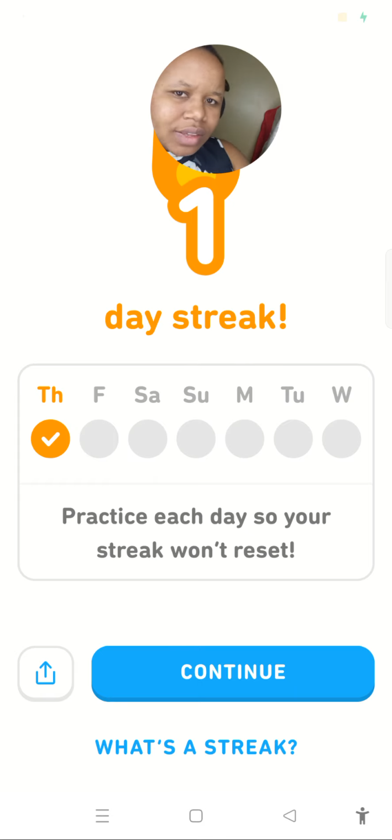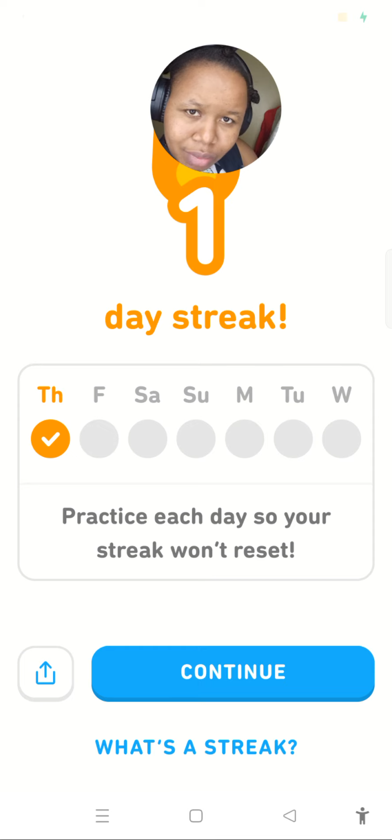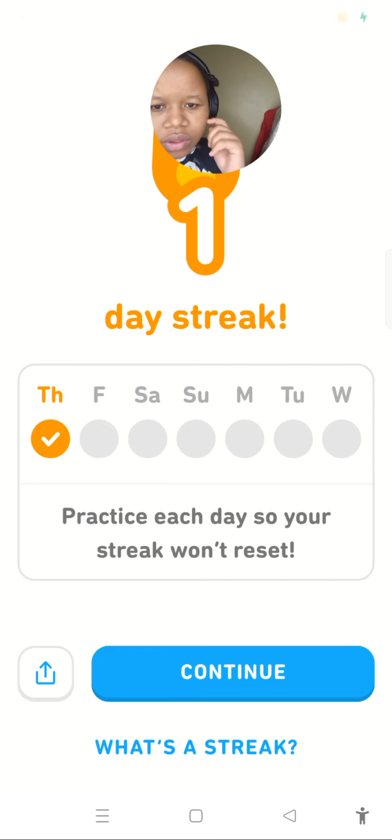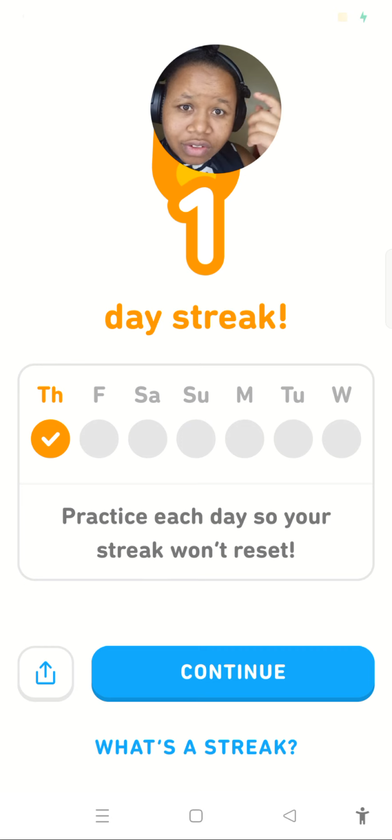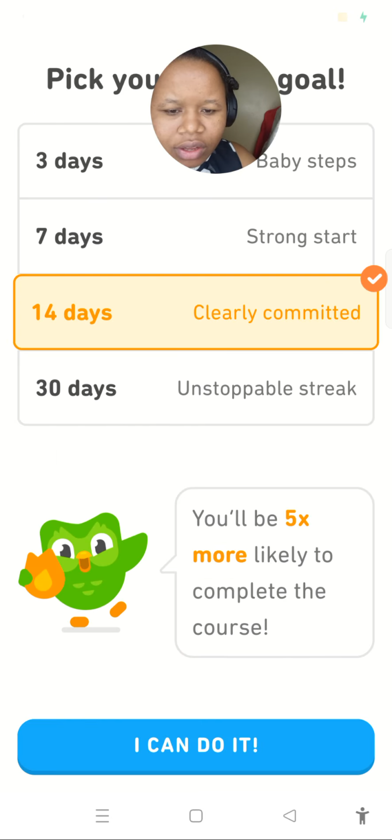So there are these things that are called streaks. These streaks help you, like if you skip a day, you lose a streak. So you don't want to lose a streak, so you keep on practicing every day. If you practice every single day, then you become better at that language. So practice every day so that your streak won't reset. If it resets, you start from scratch again.